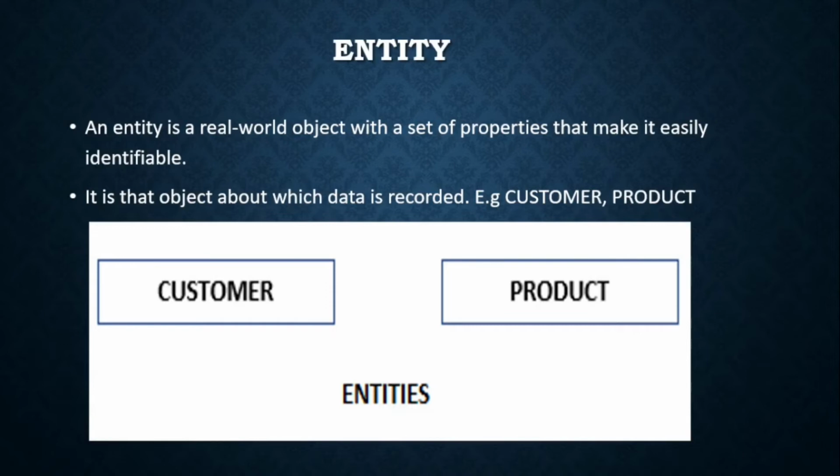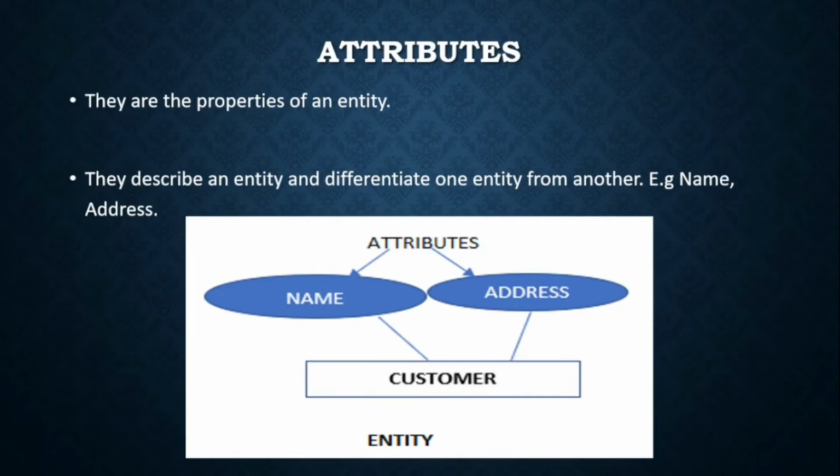For instance, a customer is an entity. A product is also an entity. What are attributes? Attributes are actually the properties of an entity. They describe an entity and differentiate one entity from another. For example, we have the name, we have the address.